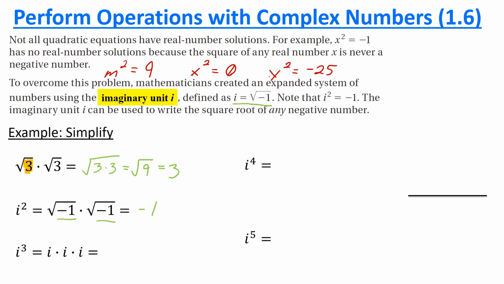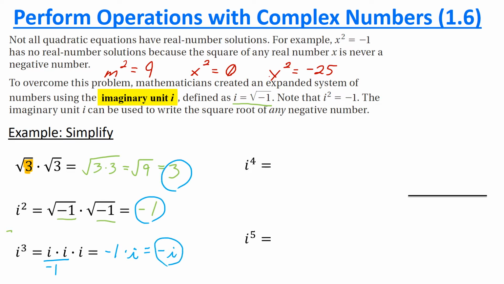Let's look at, what about when you have i to the third power? Well, i to the third power would be i times i times i. And we already said that i squared is negative 1. So this is negative 1 times i. And usually use a script i. And that gives us negative i. Just mark these answers.